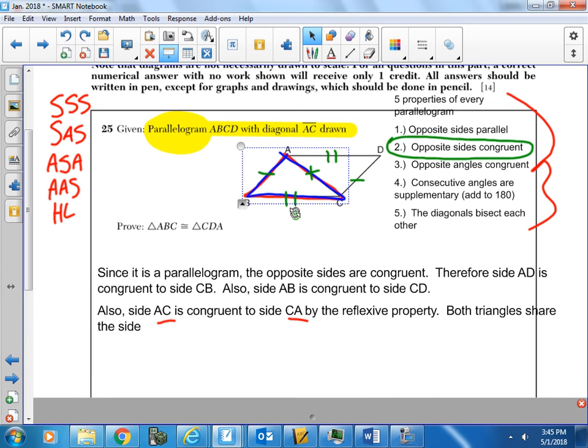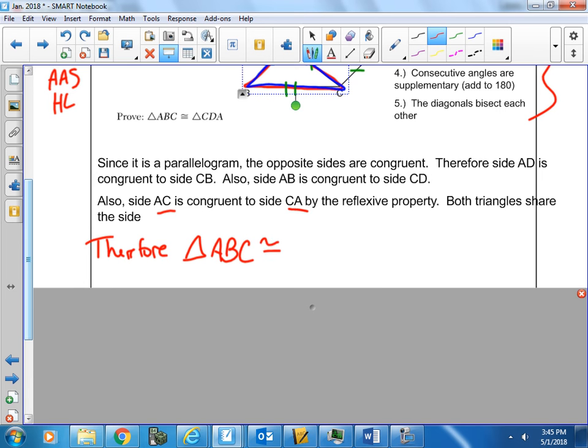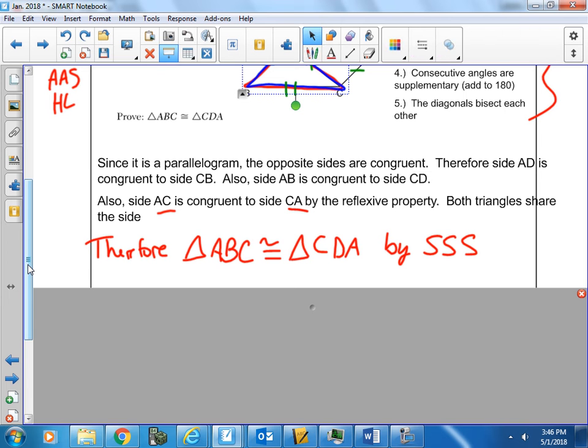All right, so we can finish up. Therefore, triangle ABC is congruent to triangle CDA by side, side, side.